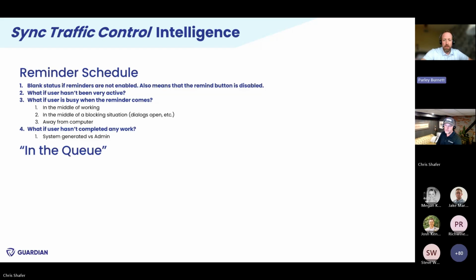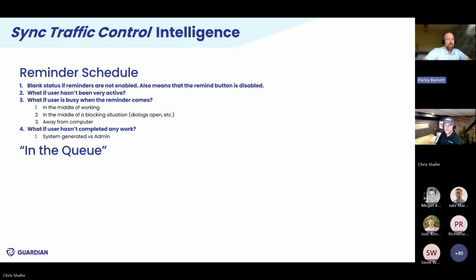It also means, and we've had this question come up, that if reminders are not enabled or the next reminder isn't scheduled for a user, the remind button that you saw in Project Central that appears for admins is not enabled, just because the reminder system isn't turned on. So that's why it's disabled.